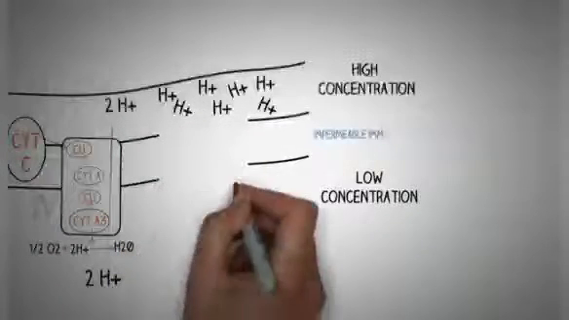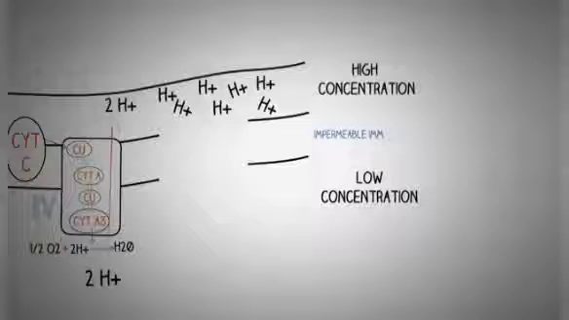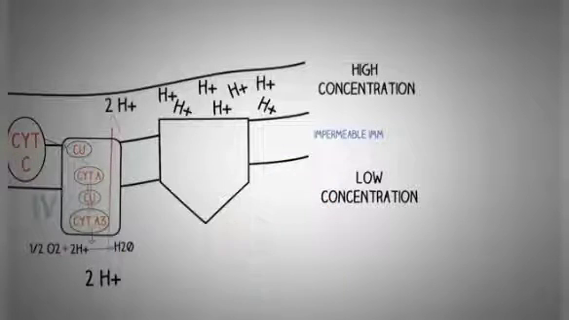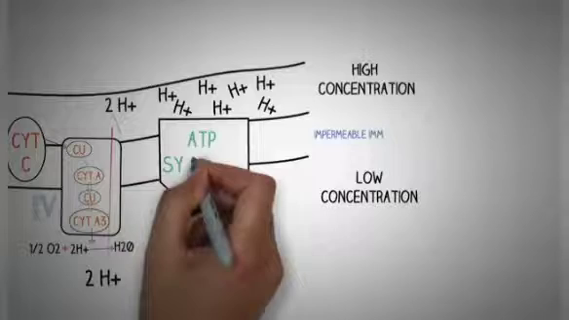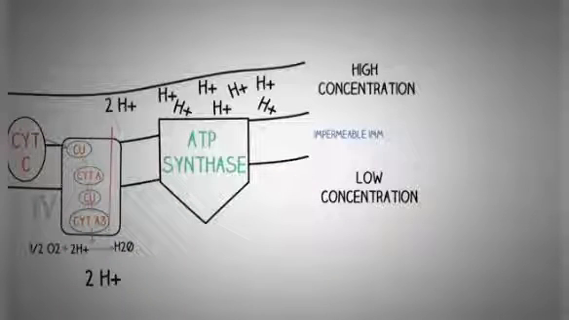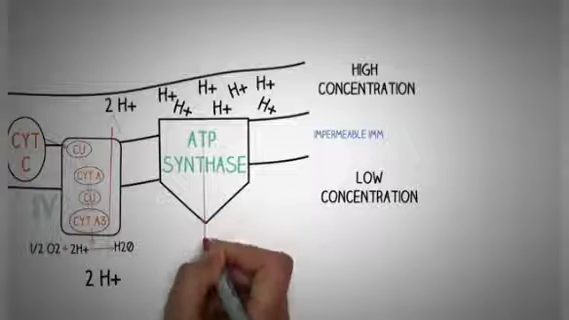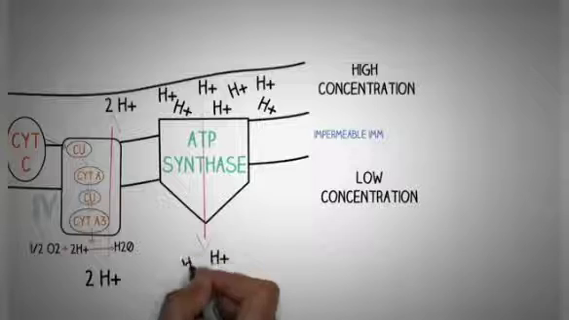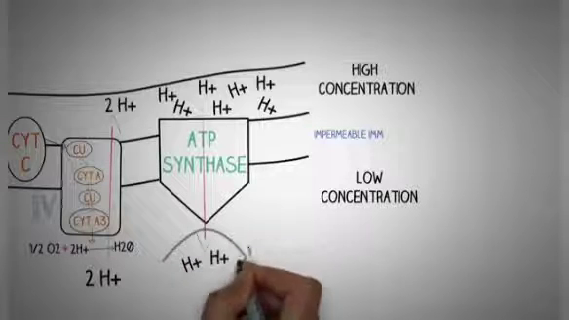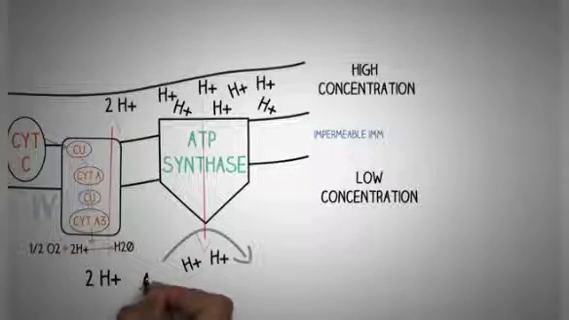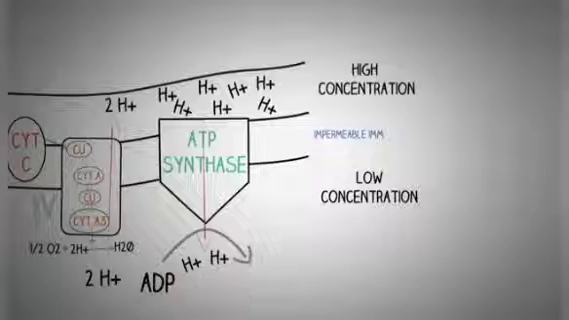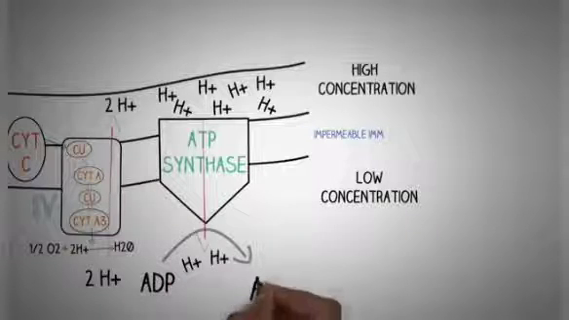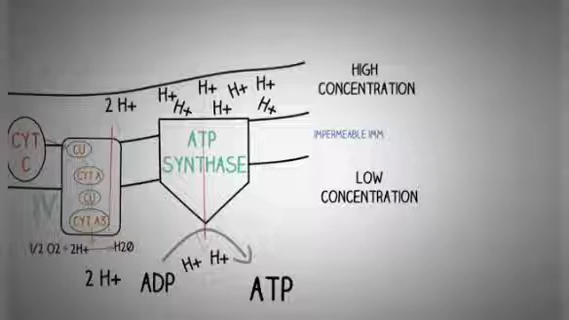Here comes the role of another enzyme called ATP synthase. The ATP synthase is present inside the inner mitochondrial membrane and it uses the flow of hydrogen ions from higher concentration to lower concentration to generate energy. This energy is used to phosphorylate adenosine diphosphate to adenosine triphosphate. This is the basis of generation of energy inside the body.